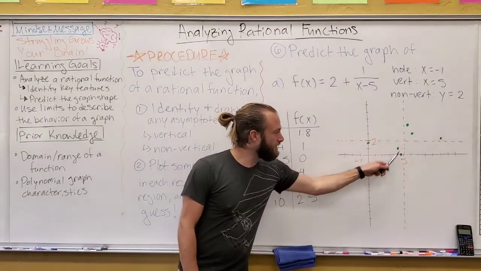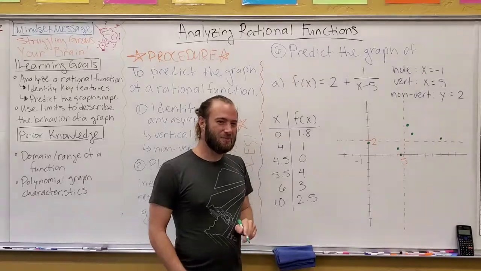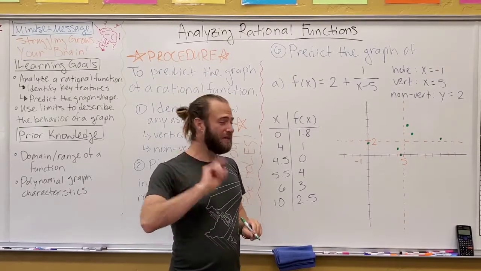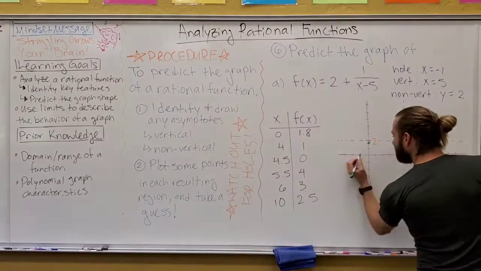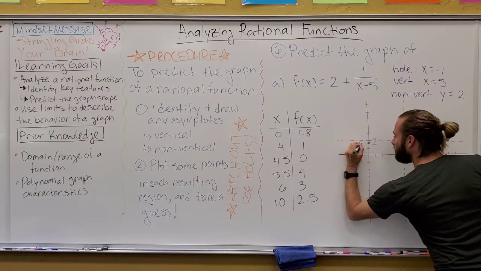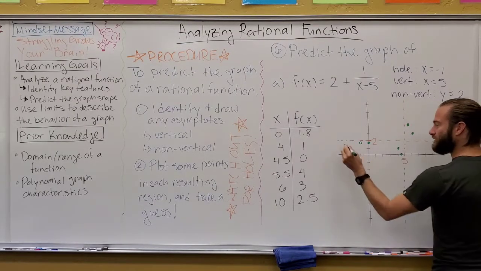So I've got our points plotted here and here, and it seems like we have a pretty good idea of what it's going to look like. Don't forget the hole at -1 though. So here at -1, since we figured out there's going to be a hole, I'm going to put that approximately where it looks like the graph will be.